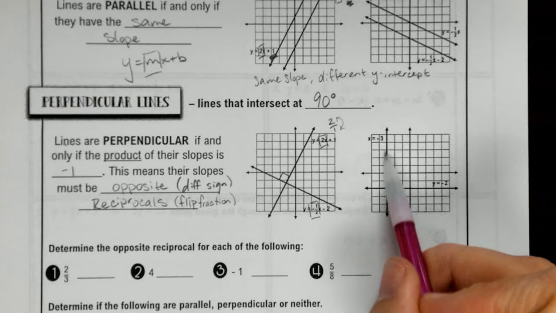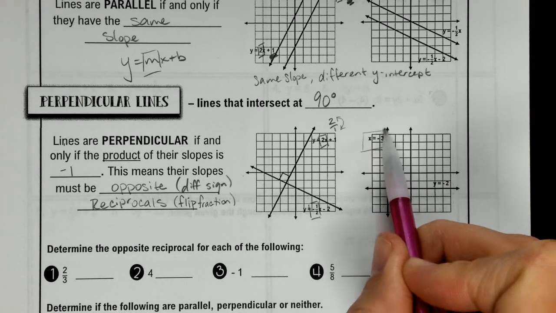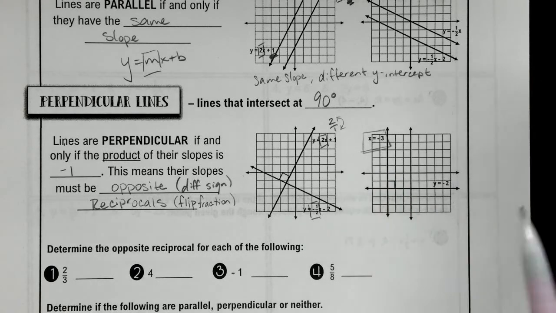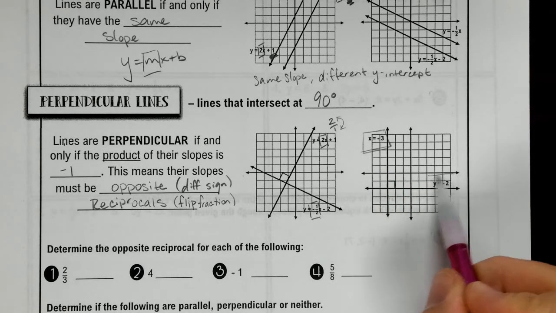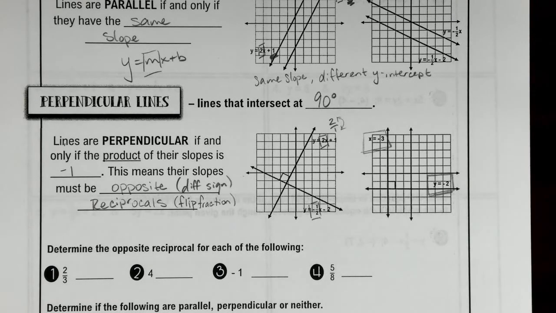This is an example of our special cases. I have a vertical line, which has an undefined slope. You always get an x equals a number. And then I have y equals -2, which is a horizontal line, which has a 0 slope. Those are two examples of our special cases.